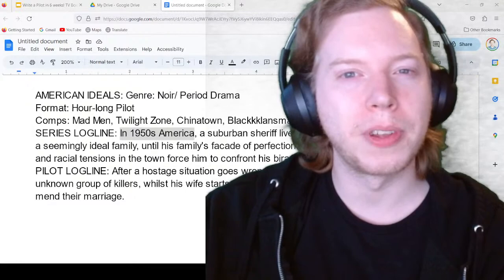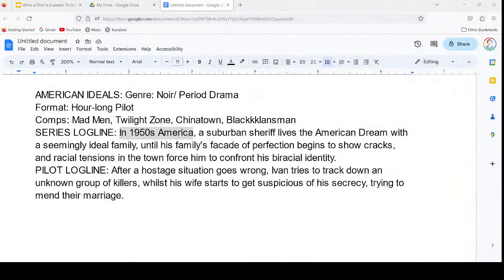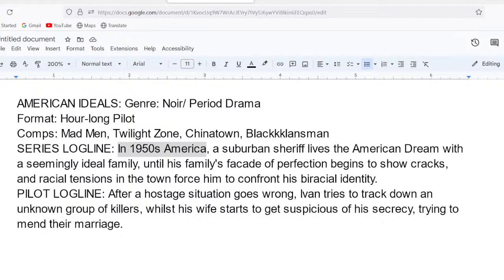Yes, that's fair. Okay, a suburban sheriff lives the American dream with a seemingly ideal family, until his family's facade of perfection begins to show cracks, and racial tensions in the town force him to confront his biracial identity. Okay, I'm not sure I see it, but let me ask some questions and maybe clarify a little bit, and let me read the pilot log line and see if that clears things up for me. After a hostage situation goes wrong, Ivan tries to track down an unknown group of killers while his wife starts to get suspicious of his secrecy. What secrecy? Trying to mend their marriage.